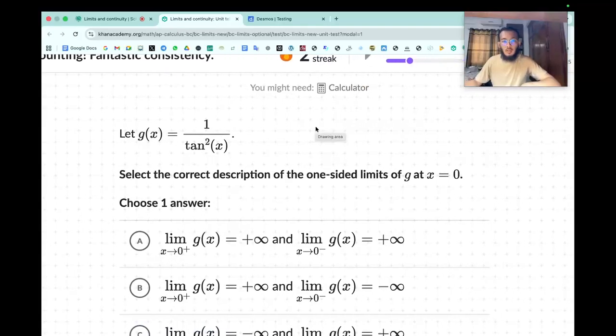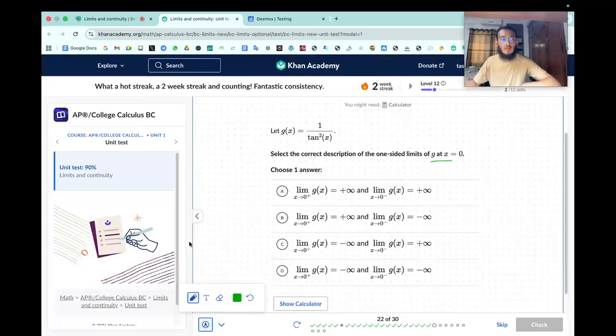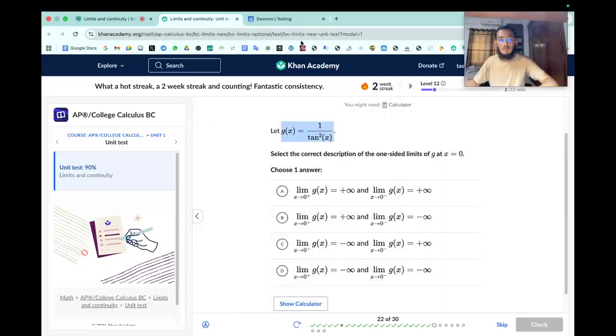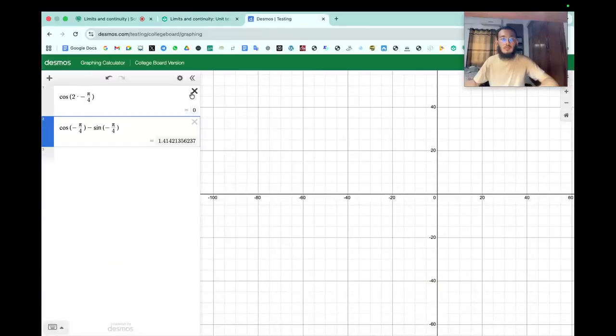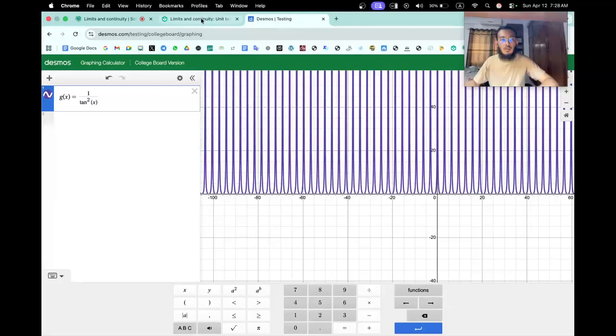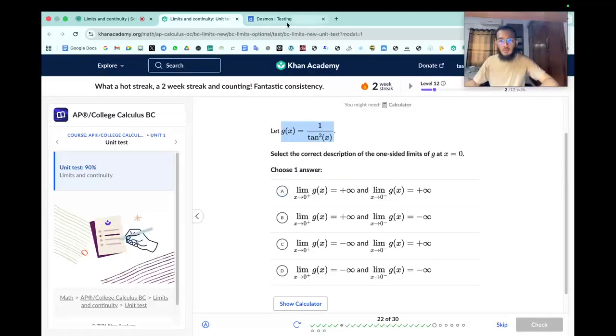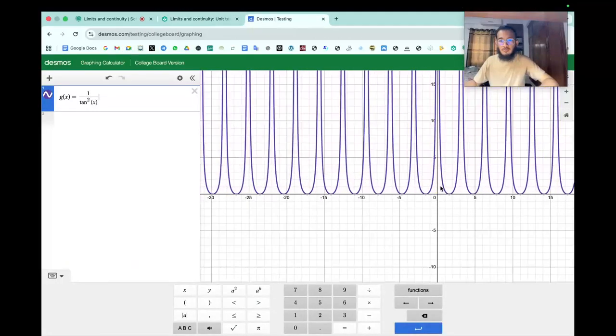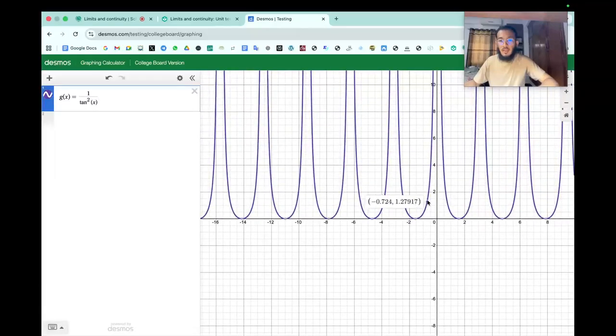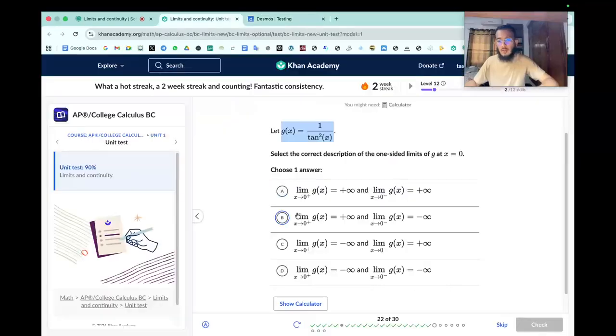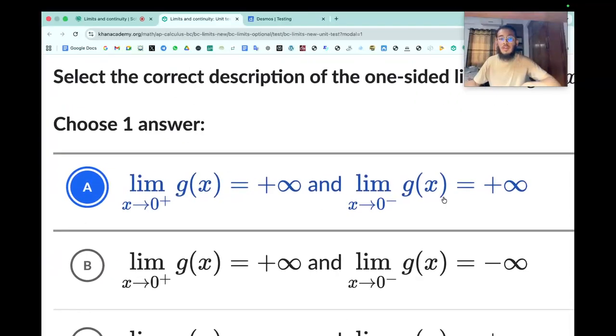So gx equals 1 upon tan x squared. Select the correct description of the one-sided limit of gx at x equals 0. Okay, so 1 upon tan x squared, this equation. What happens when we approach x equals 0? As you can see, from the negative side it's positive infinity, and from the positive side it is also infinity. So from both sides it is positive infinity.